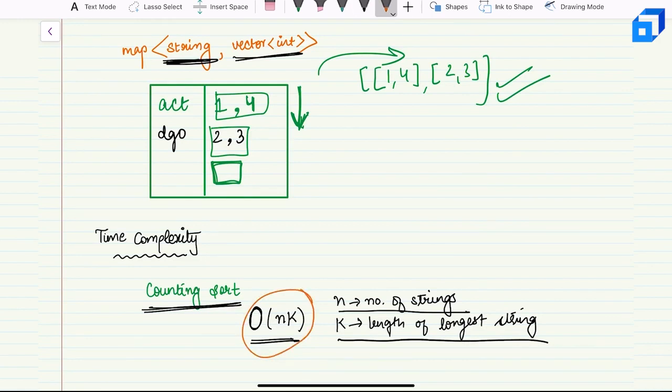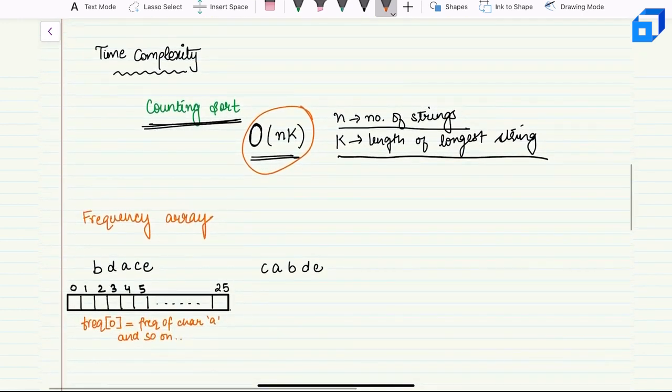Now, if we don't want to sort the strings, then we have another approach as well. So we can actually maintain a frequency array. Right. Now, what is a frequency array? So let's suppose we have this as a string. To form a frequency array of this, we will have a character set. We will have an array of 26 characters, which have a range from 0 to 25. So why 26? Because in the input, we are given that only lowercase alphabets will be there. Right. So we maintain a frequency array of size 26.